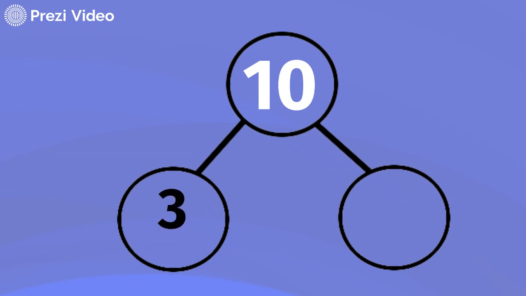Three plus what equals 10? 7. 3 plus 7 equals 10. Good job, you guys.